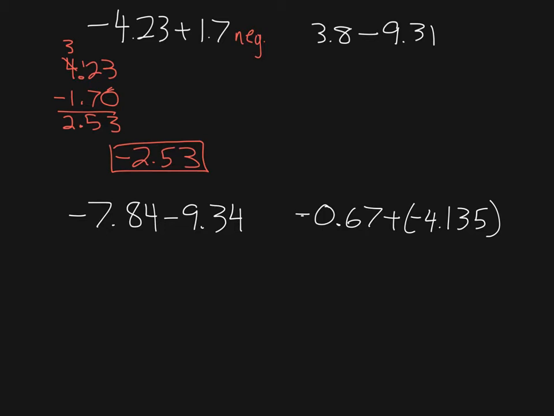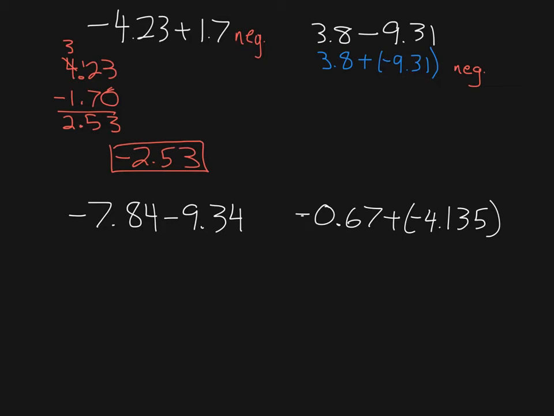Now, in our next example, we have a subtraction problem. But remember, we can always rewrite subtraction problems by turning them into addition problems. We're just going to add the opposite of the second number. So instead of minus 9.31, I'm going to change to plus negative 9.31. These two problems are equivalent, but this will give me a better idea of how to do it because now I can refer back to my rules for addition. Since my signs are different here, I have a positive 3.8 and a negative 9.31, I'm going to have to subtract. And I know my answer is going to be negative because the 9.31 is a larger absolute value.